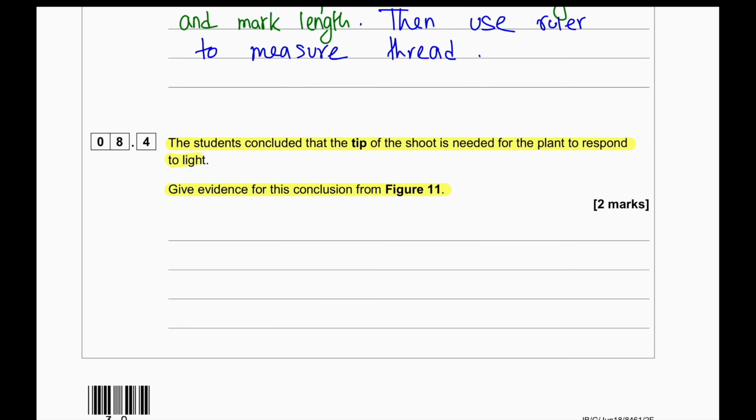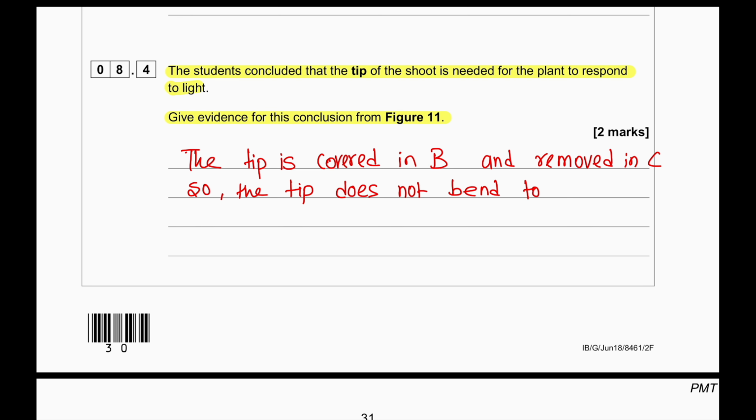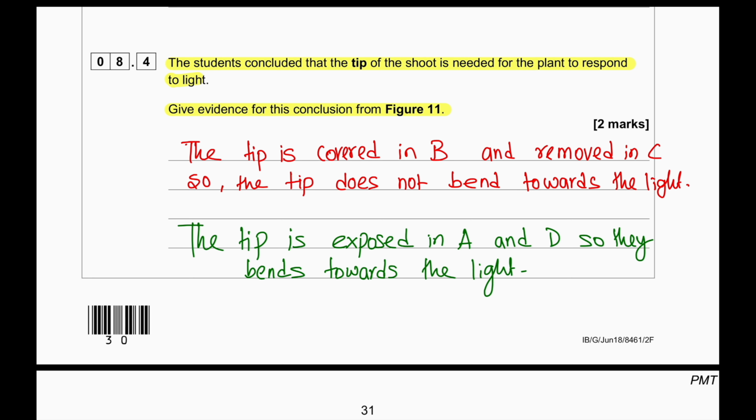Now, according to the question, we can write the answer like this. The tip is covered in B and removed in C, so the shoot grows straight up and has not bent towards the light. The tip is exposed in A and D, so they bend towards the light.